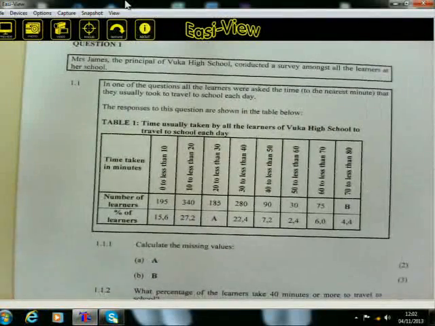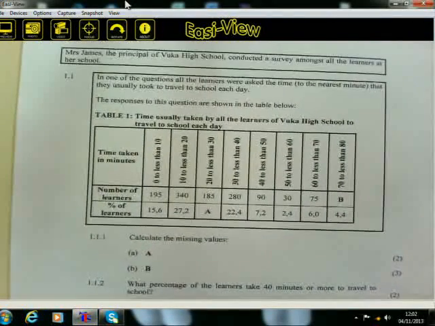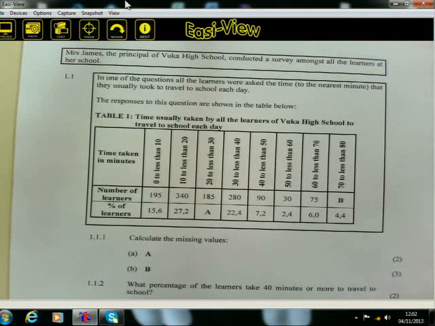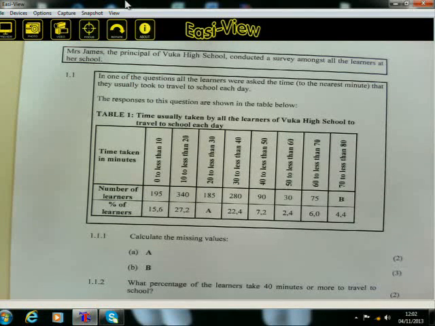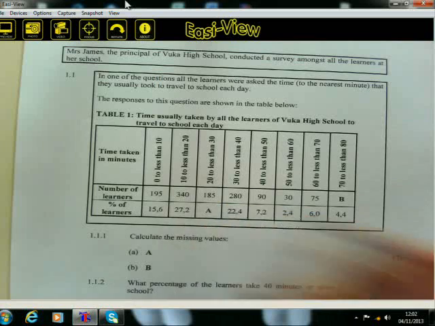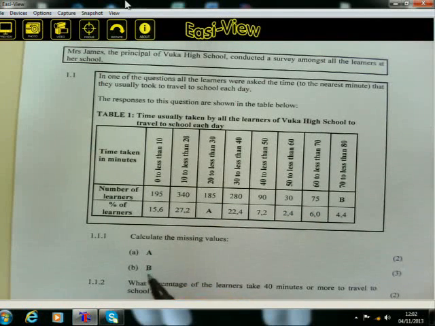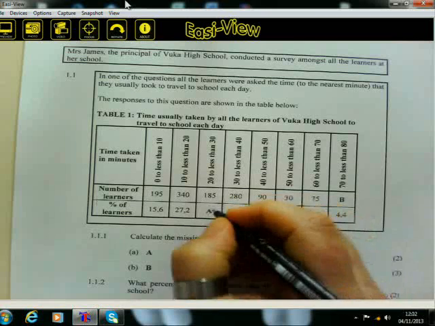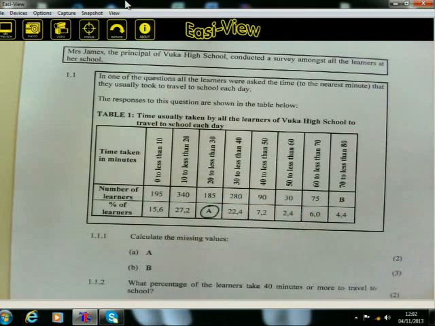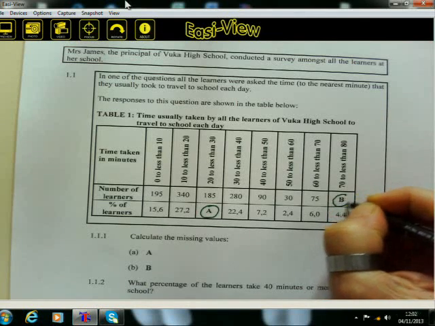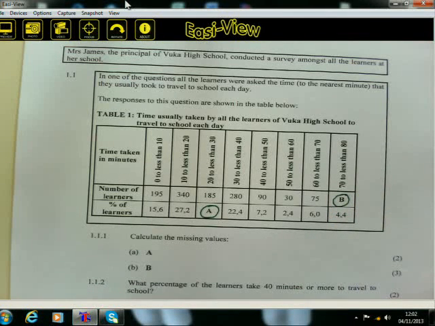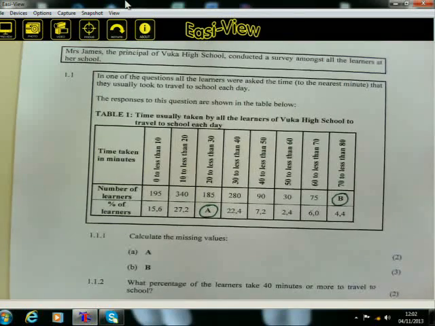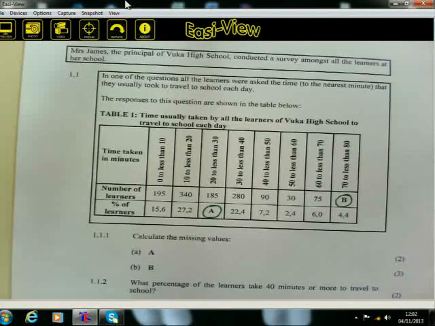Okay, after you have made sense of the table that you are busy with, and you can take your time and really think what this is about, then you can start looking at what it is that you must calculate or what is asked of you to do. Now, in this case, it is asked that the missing values must be calculated, A and B in the table. So, go and establish where A is in the table and where B is in the table. Find the two values and then you go and see what it is that you must calculate about these values.